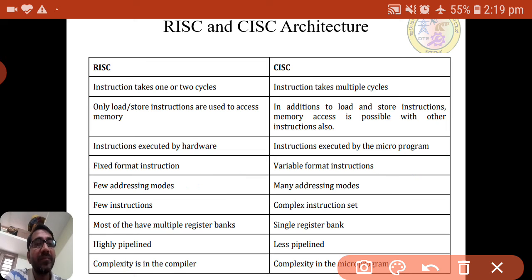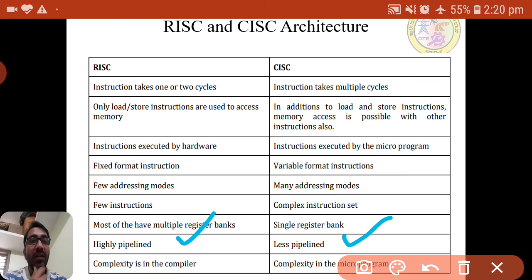Similarly, RISC has few instructions and CISC has a more complex instruction set. RISC has multiple register banks and CISC has a single register bank, so registers are fewer in CISC and more in RISC. RISC is pipelined and CISC is less pipelined. Pipelining is one more big concept in itself.